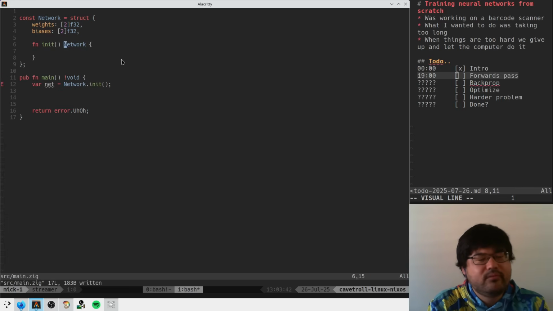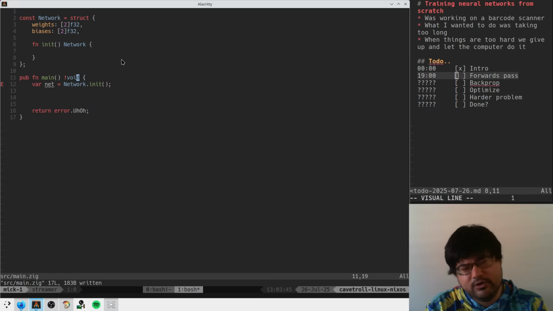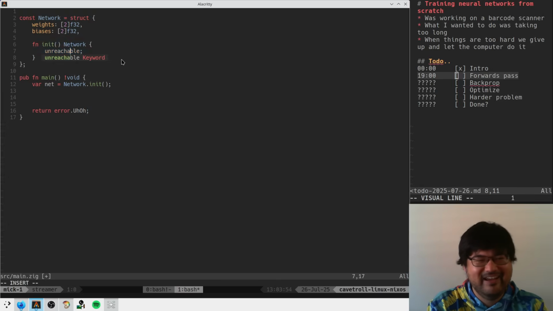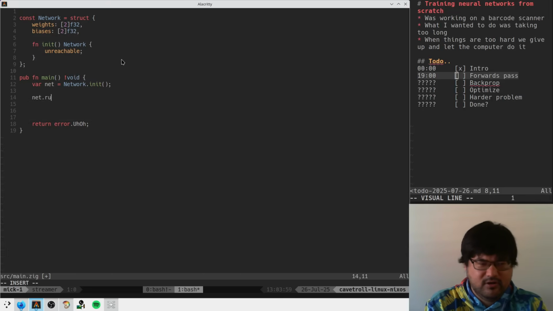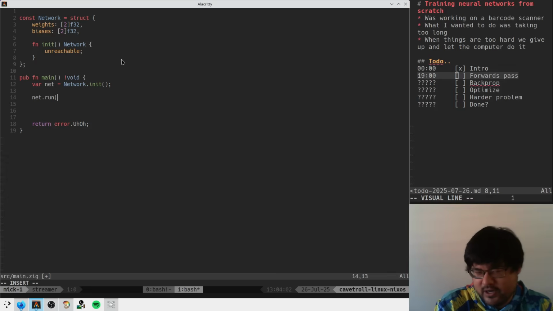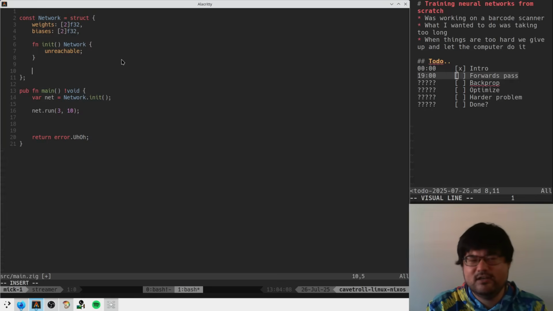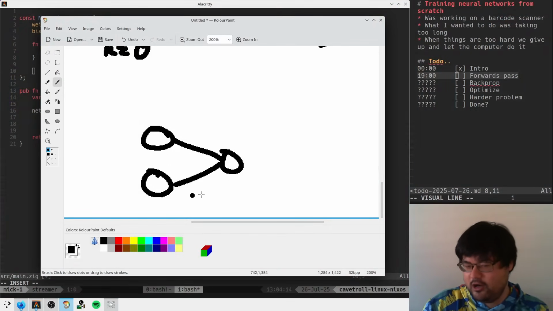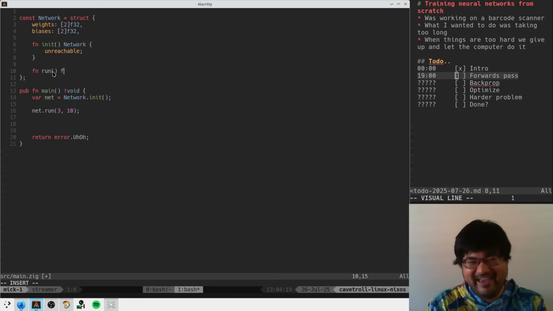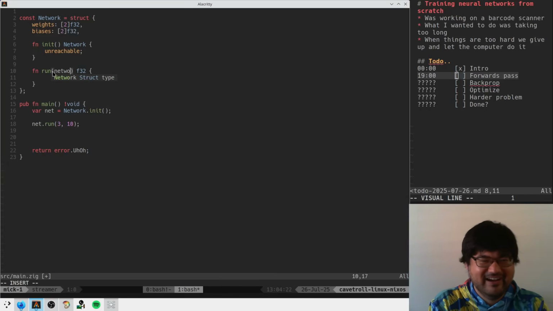I think that these guys are going to be initialized with, well, let's figure out initialization later. We can just ignore that. When we run this network, we're gonna run it with 2 input parameters, 3 and 10. And this guy is gonna have some sort of output, which, according to our very complicated graph, is 1 floating point number. Okay, here we go, we're getting somewhere.